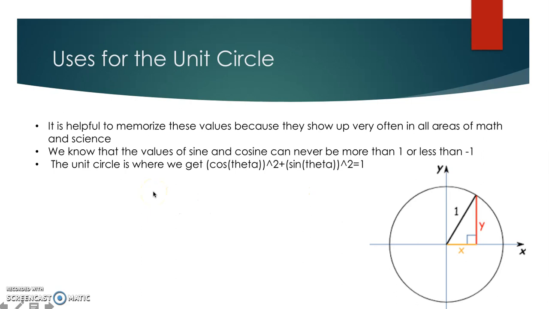And then another important use for the unit circle is that if we were to do the derivation of it, we would find that cosine theta squared plus sine theta squared equals 1. The reason that we know that is true is because of the unit circle and the Pythagorean theorem. So here we have our cosine theta, which is our x value, squared, plus our sine theta, which is our y value, squared, equals 1, because we know from the Pythagorean theorem that x squared plus y squared equals the hypotenuse squared, and our hypotenuse in the unit circle is always going to be 1 because our radius is 1.